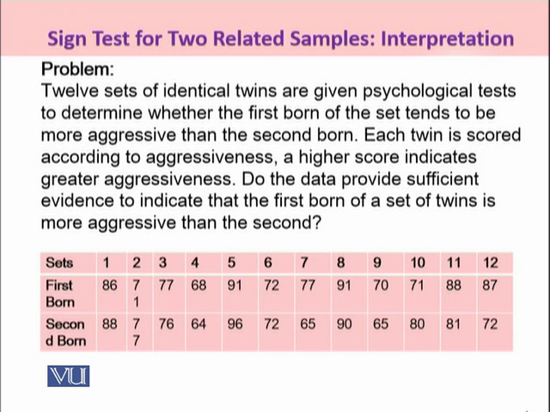12 sets of individual twins are given a psychological test to determine whether the firstborn of the set tends to be more aggressive than the secondborn. Each twin is scored according to the aggressiveness level. A higher score indicates greater aggressiveness. Do the data provide sufficient evidence to indicate that the firstborn of a set of twins is more aggressive than the second? The data for the 12 pairs of twins are given to us.